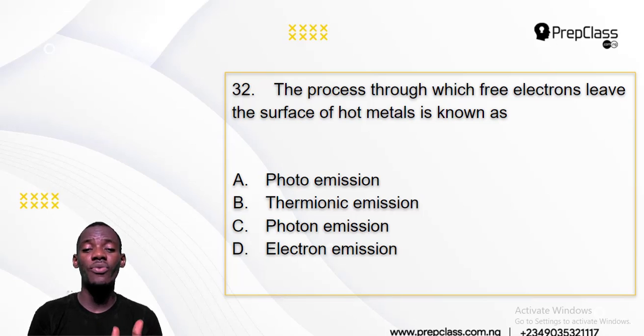Both photo emission and harmonic emission are still electron emission. They are both releasing electrons, but photo emission has to do with light, because photo means light, and harmonic came from the word thermal. Thermal means heat. So that means this question is talking about hot metal. That means it is harmonic emission.